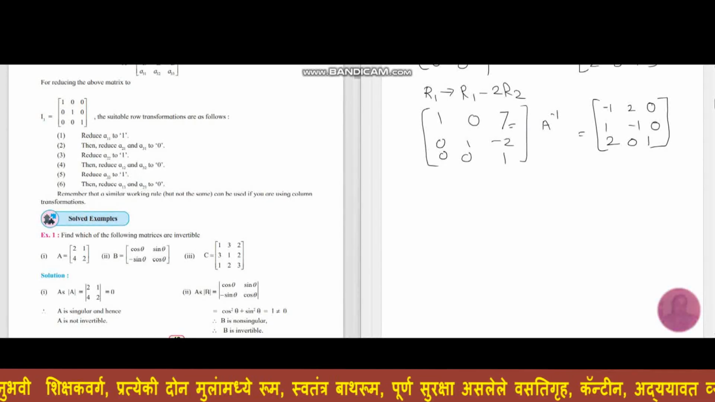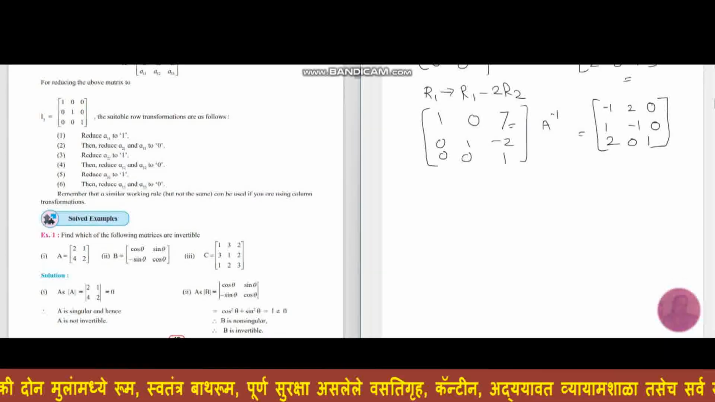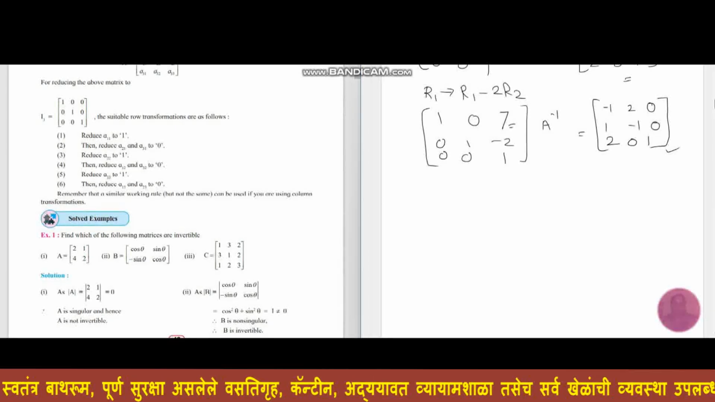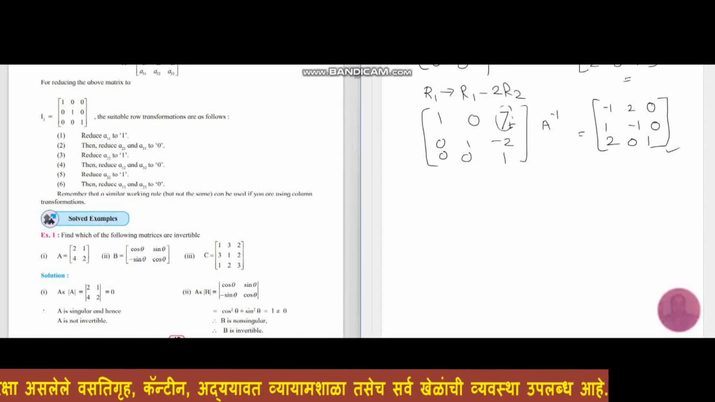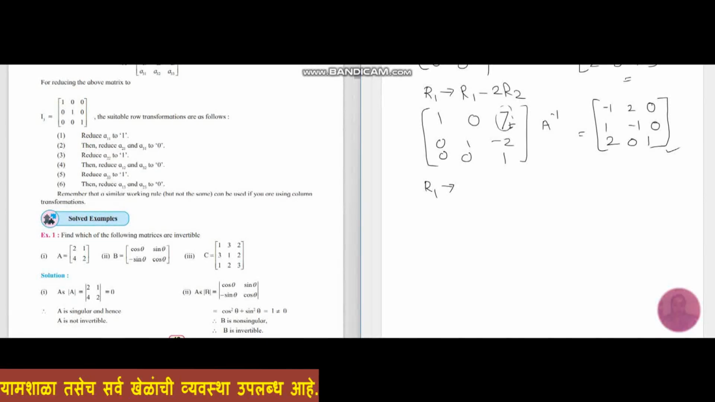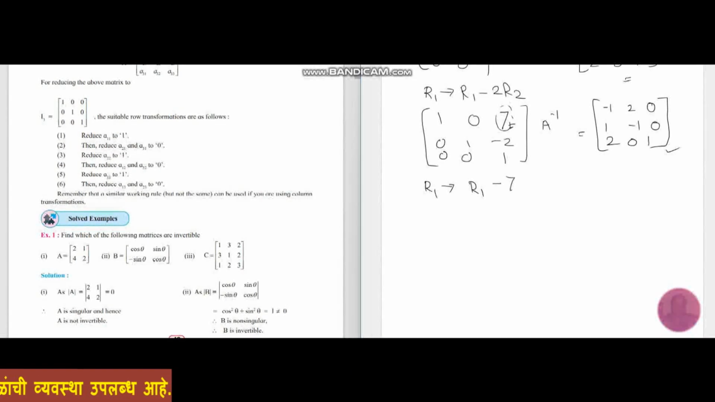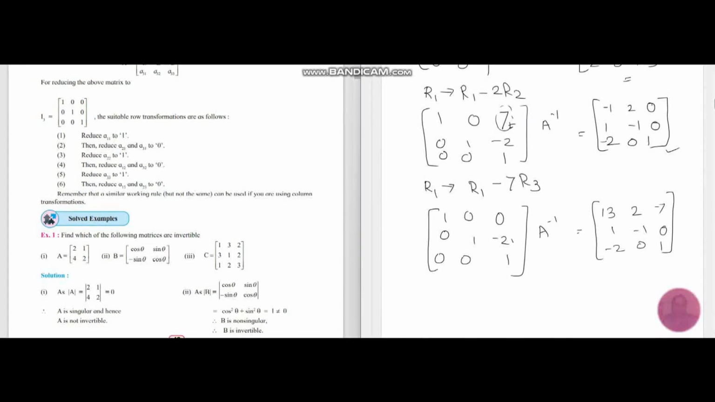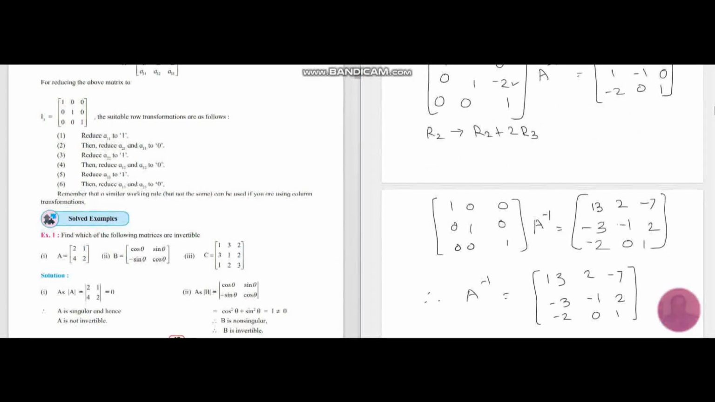Applying the same operations on the matrix on the right hand side, we get this matrix. Now to make this 7 to 0, we apply the operation R1 changes to R1 minus 7R3. Now to convert this minus 2 to 0, we use the operation R2 changes to R2 plus 2 into R3. Performing the above operations, we get this matrix.